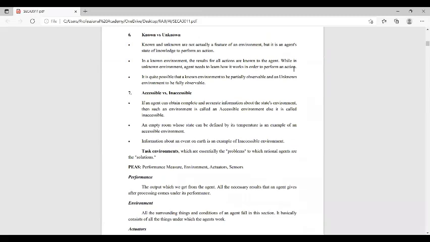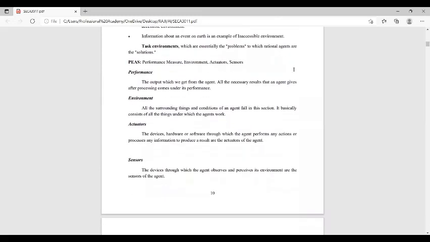Known versus unknown environment. Known means we come to know the actions of a particular environment. The result of all actions can be known by the agent, then it is a known environment. If it isn't known by the agent, then it is an unknown environment. Accessible versus inaccessible: if the agent can obtain complete and accurate information about the environment, then it is called an accessible environment, else it is called an inaccessible environment.